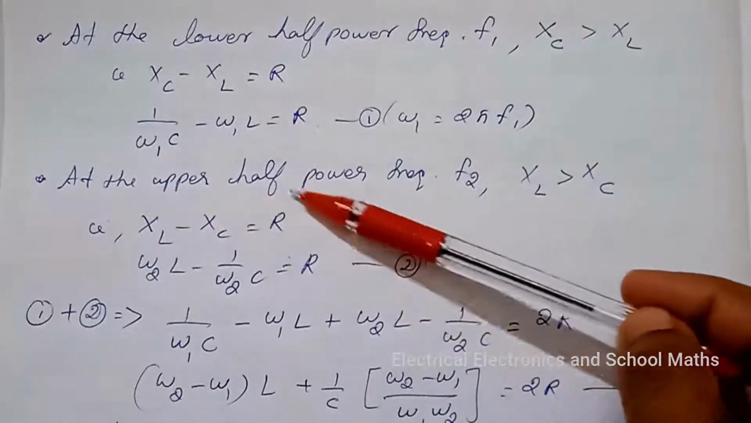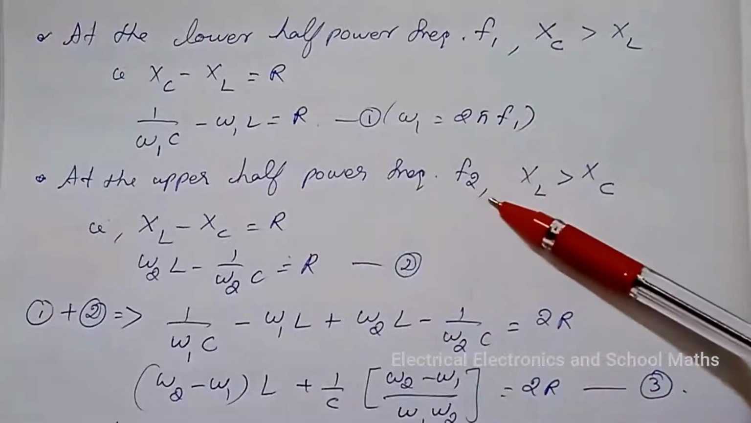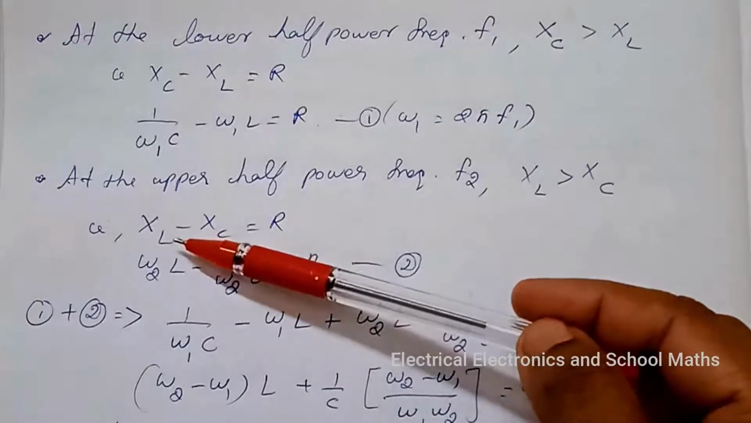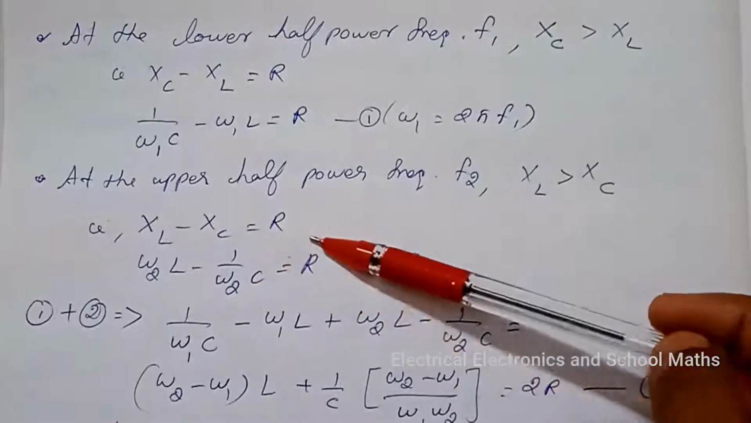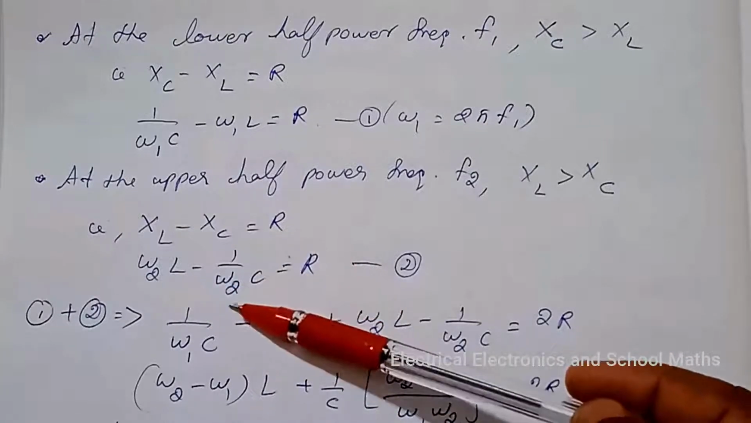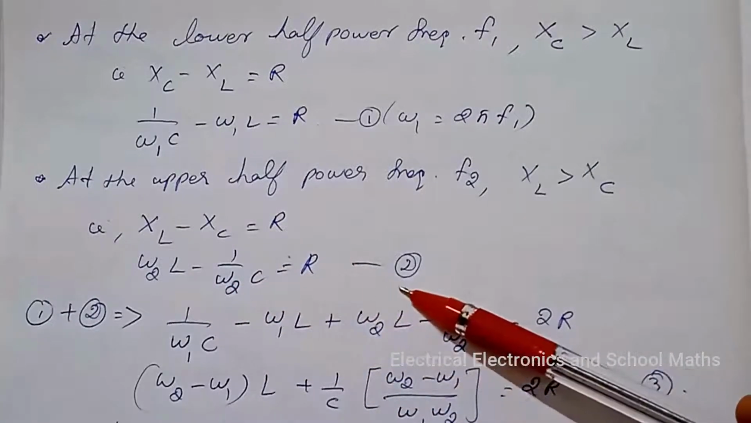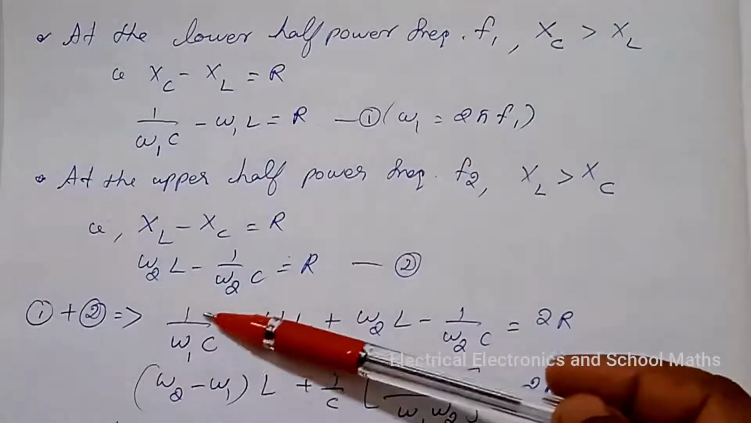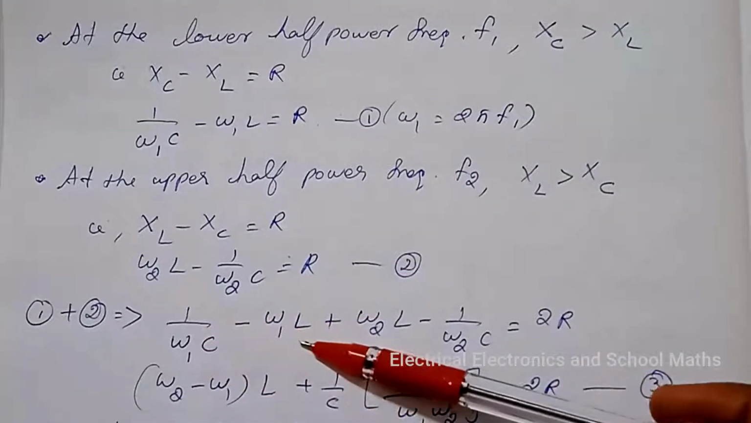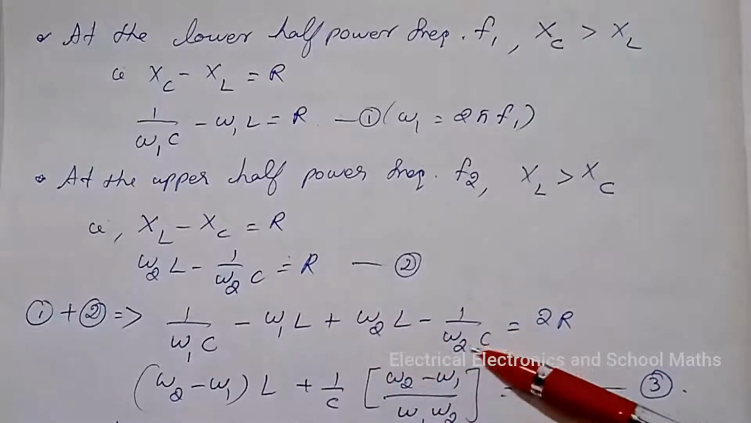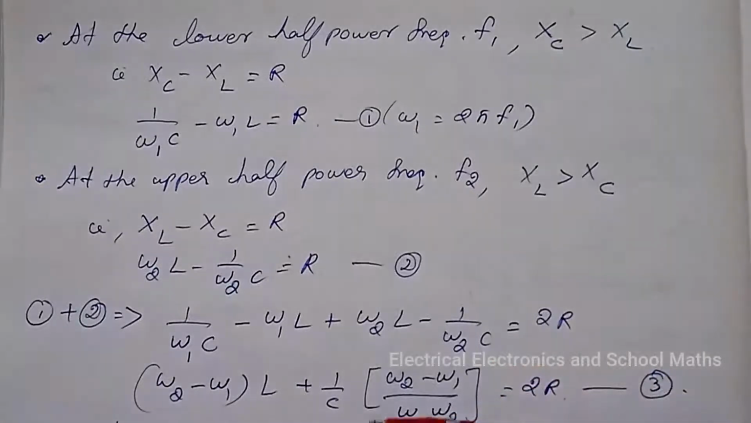Similarly, at the upper half power frequency F2, XL is greater than XC. So we can write XL minus XC equal to R, that is omega 2 L minus 1 by omega 2 C equal to R. Now add these two equations, we get 1 by omega 1 C minus omega 1 L plus omega 2 L minus 1 by omega 2 C equal to 2R.